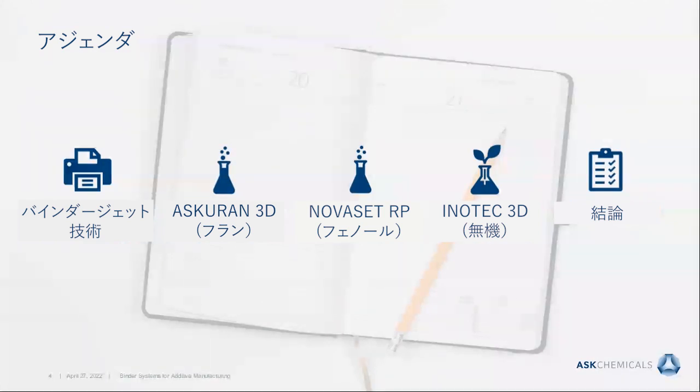Let's jump right into the agenda. First of all, I would like to take a few minutes to talk about binder jetting technology, which is the predominant process of additively manufacturing sand cores. Afterwards, I would like to go into some more specifics about our ASK binder systems for 3D printing, which are Ascuran 3D, Novaset RP, and Innotech 3D. And I would like to close the webinar with some concluding remarks.